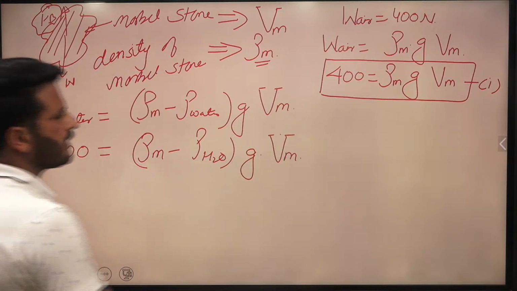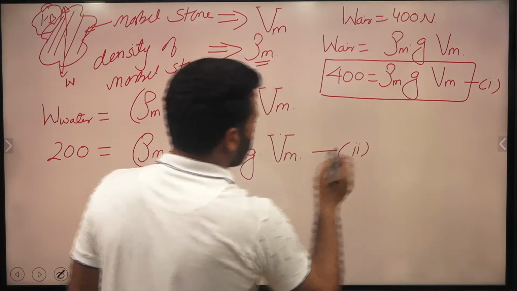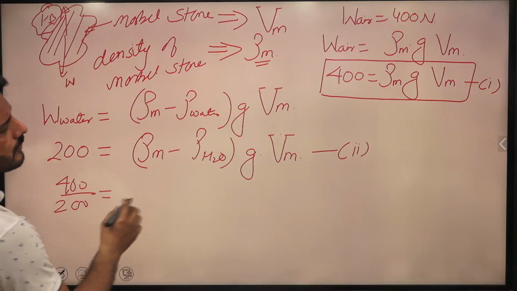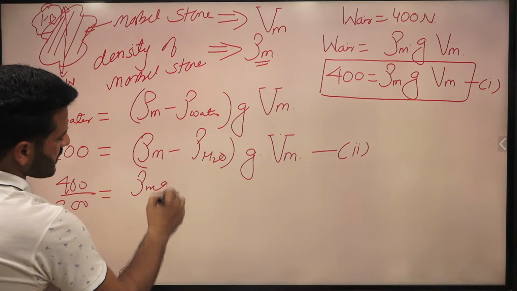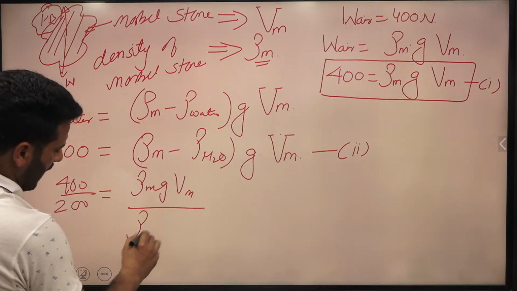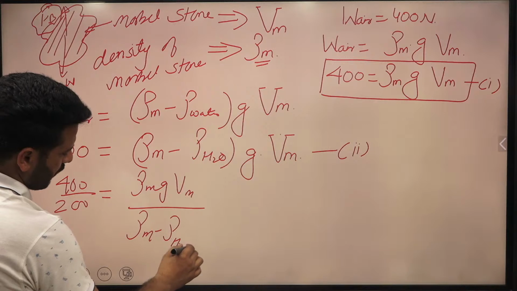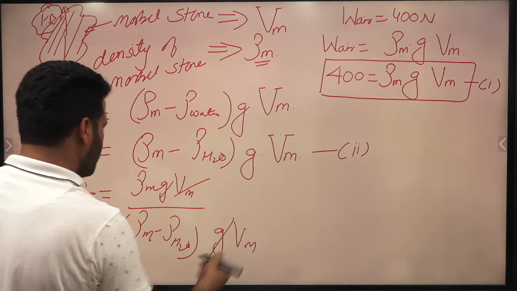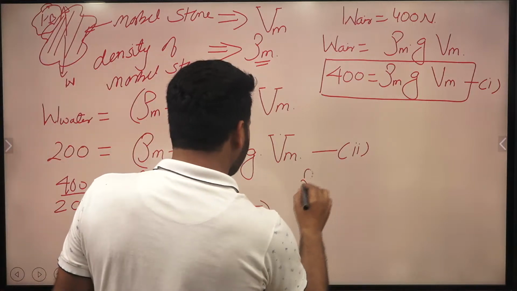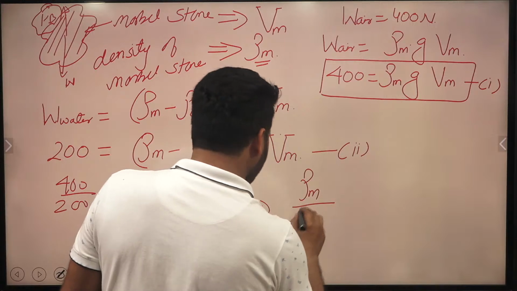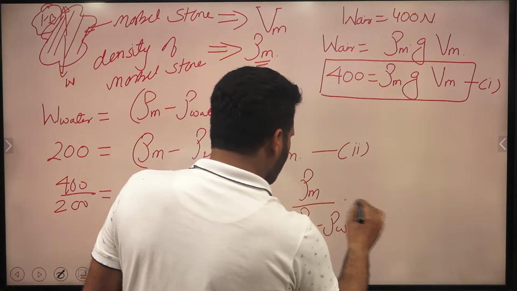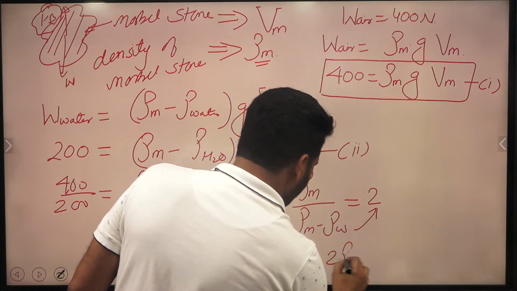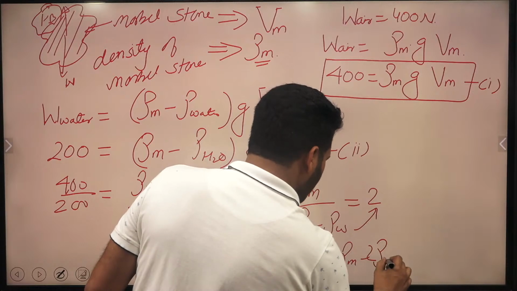Just dividing equation 1 by equation 2, we get 400 divided by 200 equals rho m g Vm upon (rho m minus rho w) g Vm. So Vm and g cancel out. Have a look: density of marble stone upon density of marble stone minus density of water equals 2. I cross multiply here, so density of marble stone equals 2 times density of marble stone minus 2 times density of the water.